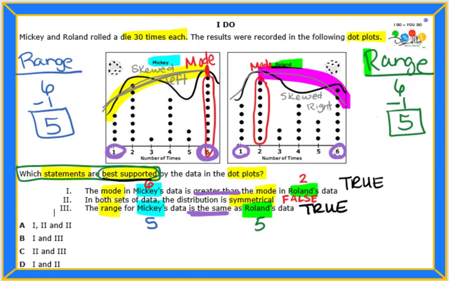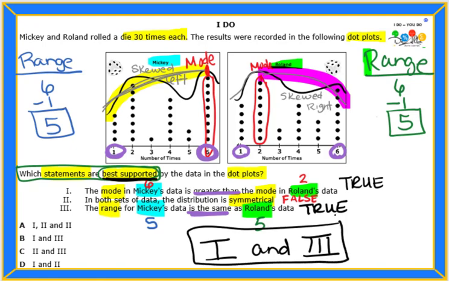So now the two that are true are the ones that are best supporting the dot plot. So we have 1 was true, and also 3 was true. So anything that has 2 is automatically out. So we know that one was out, and D is out, and C is out. And B is the only one that says 1 and 3, which is exactly like our answer. So the correct answer here is B, because both statements 1 and 3 were true.